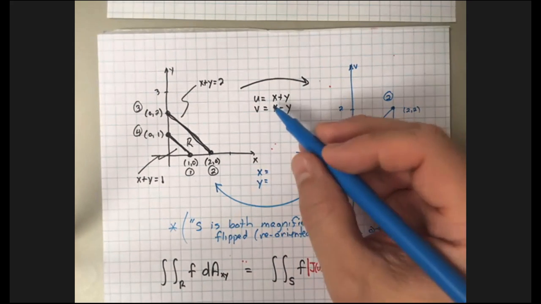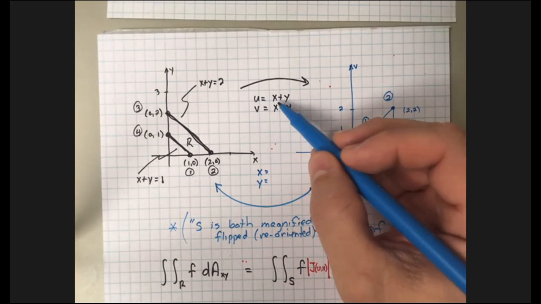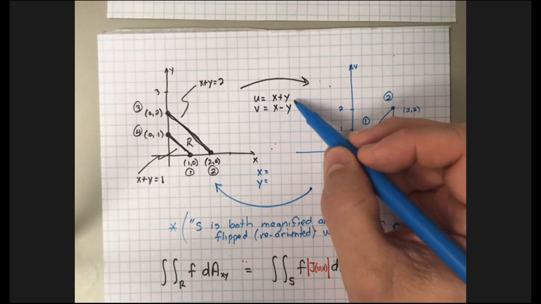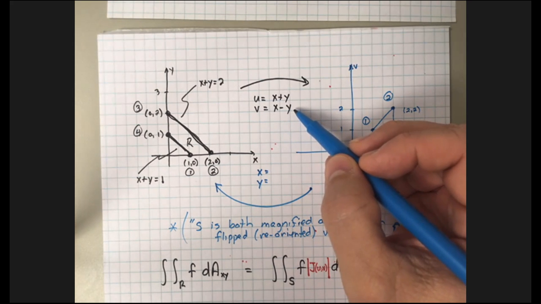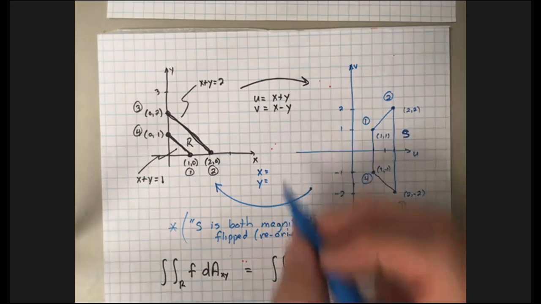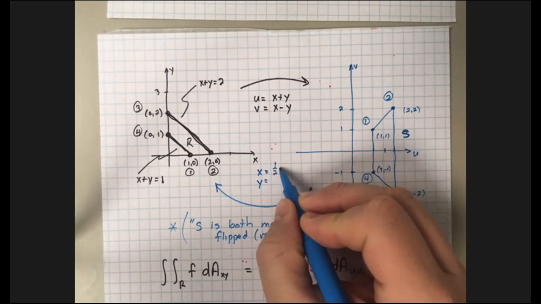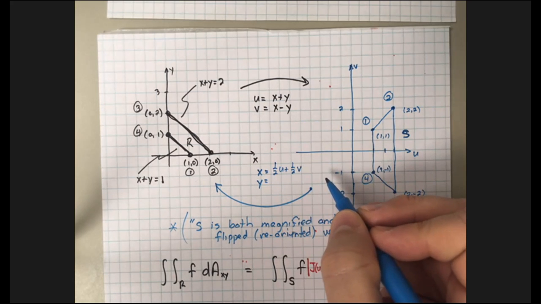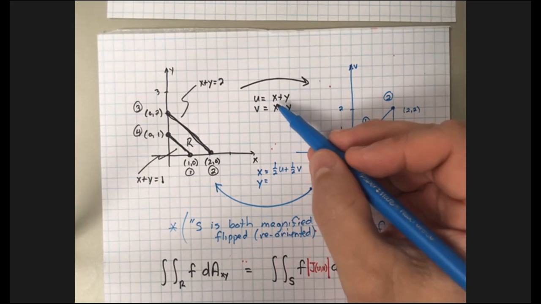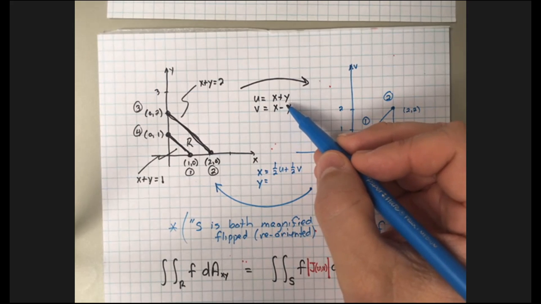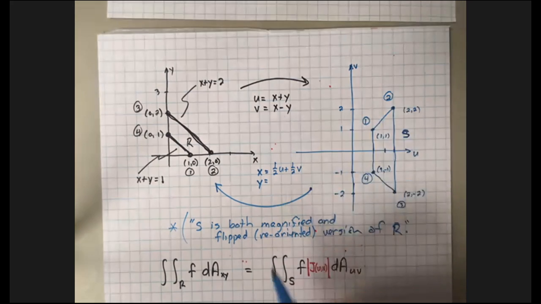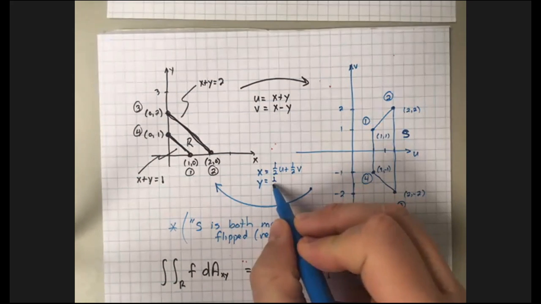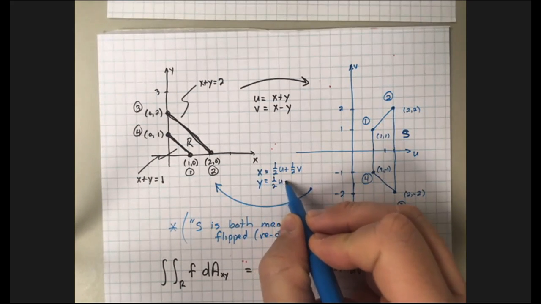I'll let you do that solving, but I want you to notice if you add U and V, you get two X's and no Y's. And that means that 2X is U plus V. That means that X is 1/2 U plus 1/2 V. And notice if you take U minus V, you get two Y's and no X's. So two Y's is U minus V. So Y is 1/2 U minus 1/2 V.